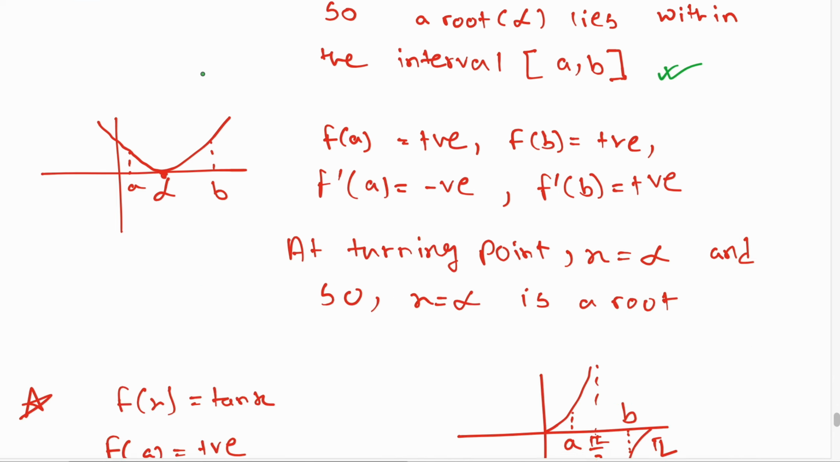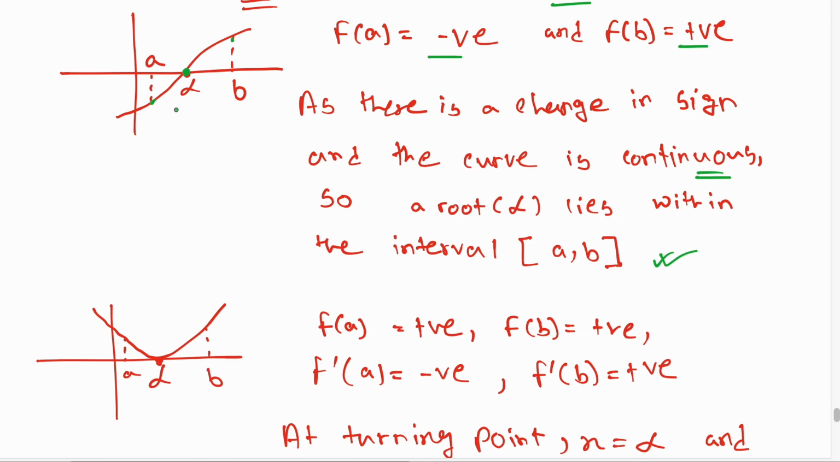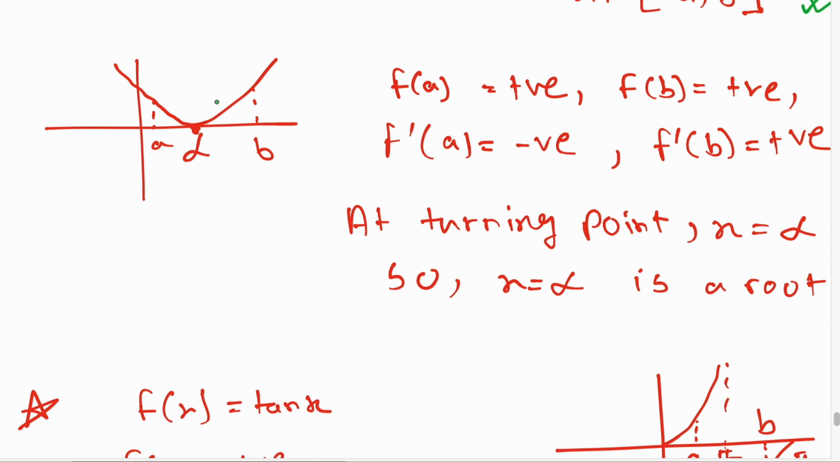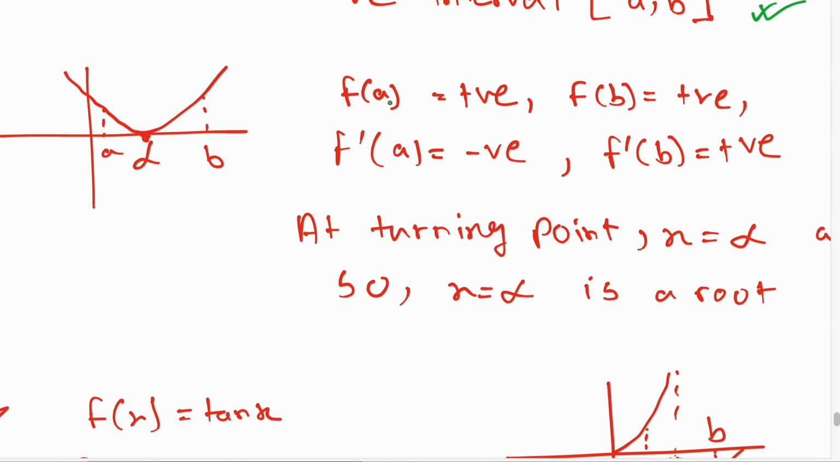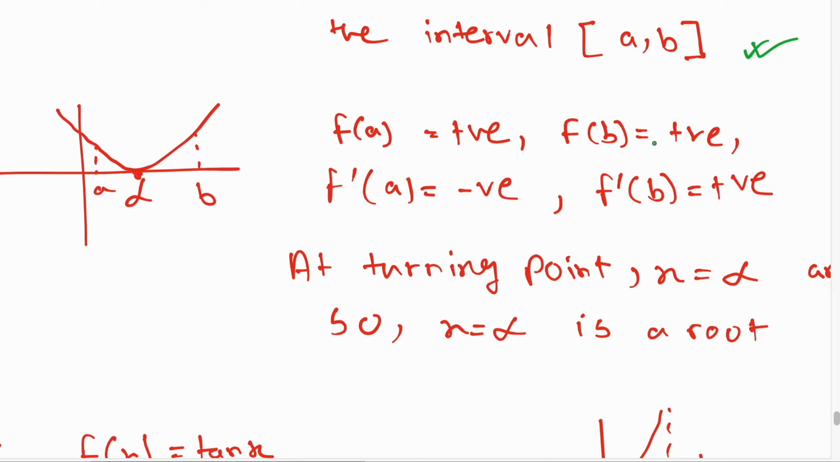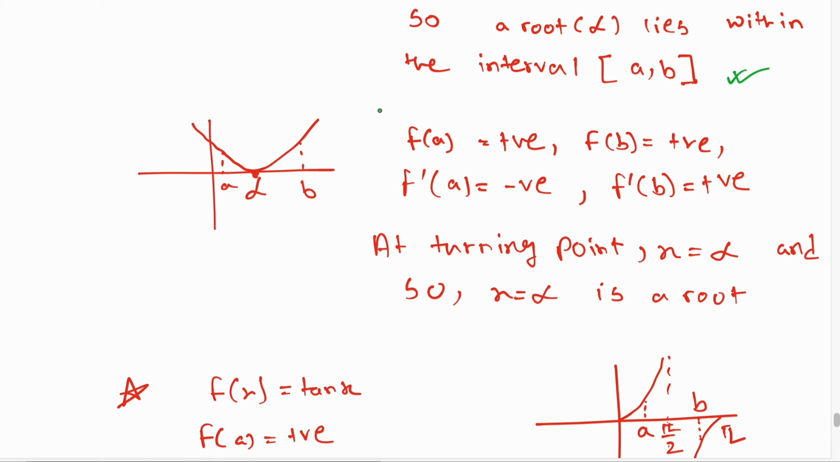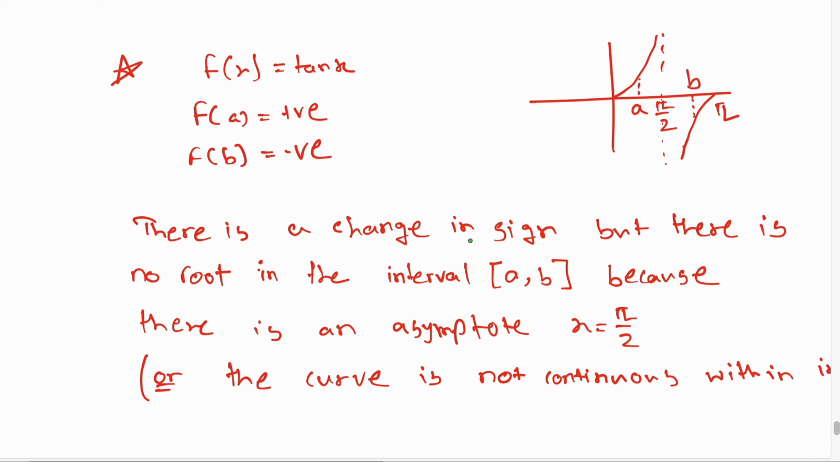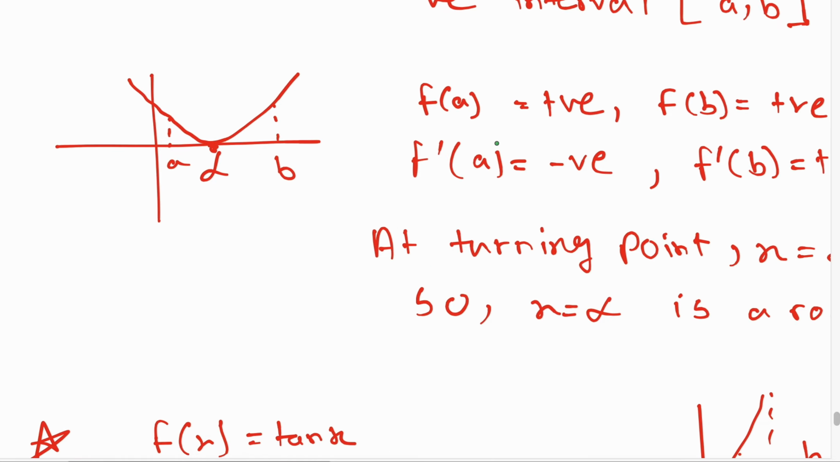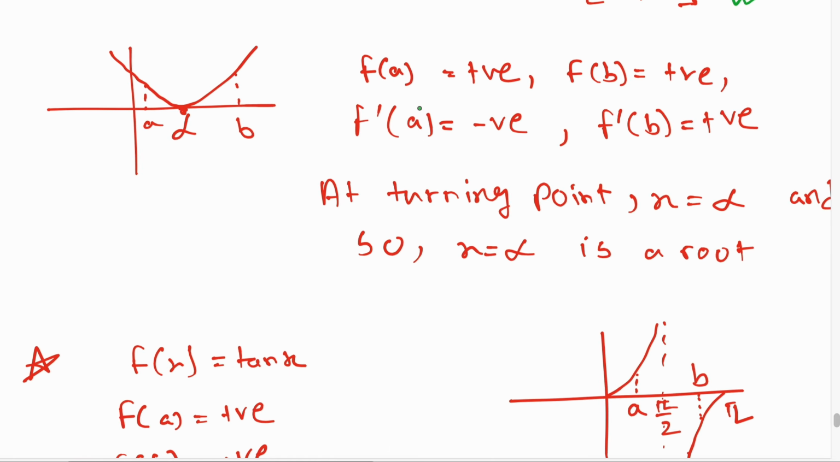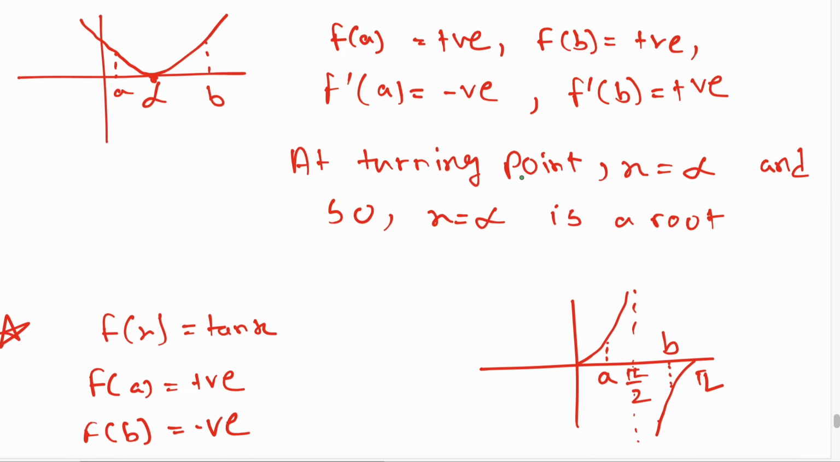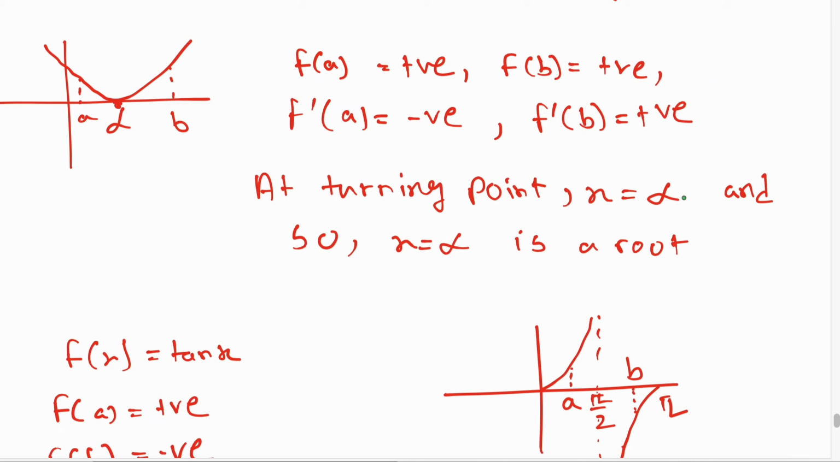Within this interval. Okay, so then we got this curve, and look here, no change in sign. Let's say f of a is positive and f of b is also positive. That means this theory doesn't apply here yet, but these two are important. So then we would differentiate, and if f inverse a is negative and f inverse b is positive, that means the root lies on the turning point. At the turning point x is equal to alpha, and so x equals alpha is a root.